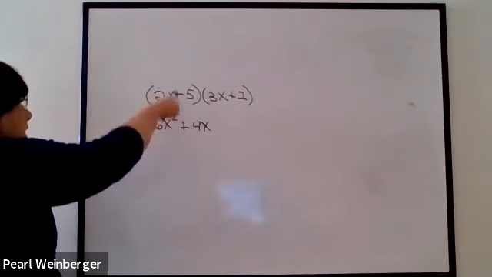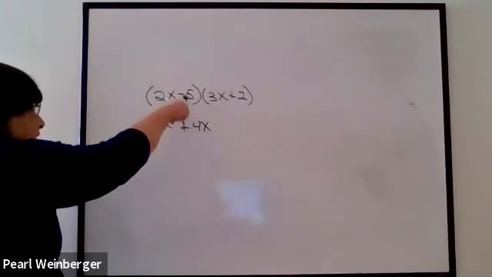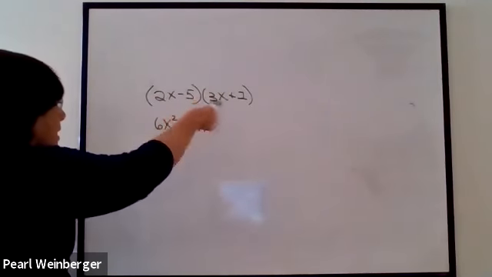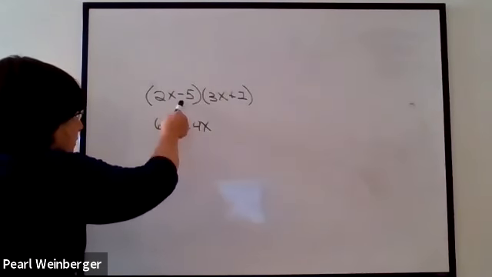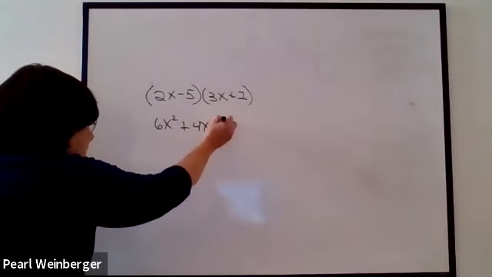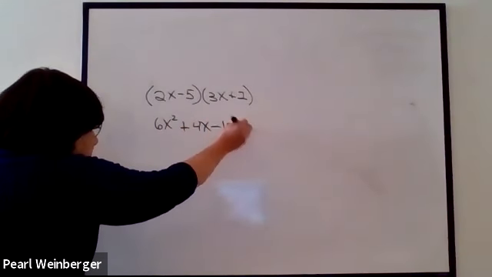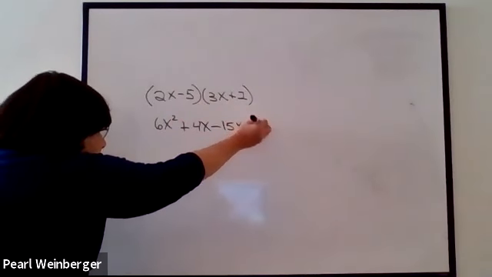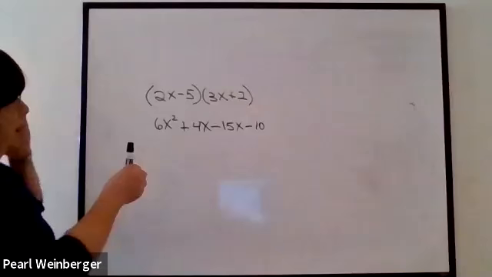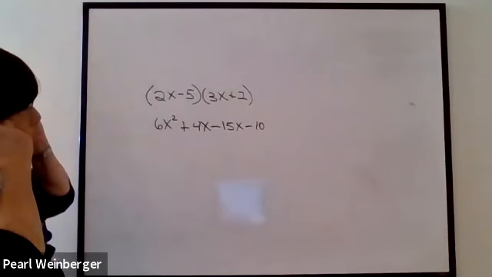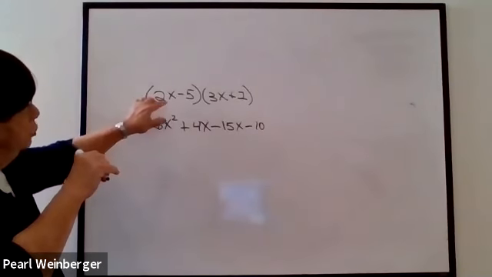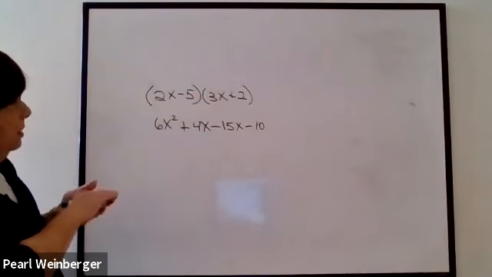After I've multiplied everything in the second parentheses by the 2x, I go back and take the second term, which is negative 5, and distribute the negative 5. Negative 5 times 3x is negative 15x. And negative 5 times 2 is negative 10. And obviously I get a total of 4 terms because I'm multiplying 2 in the first by 2 in the second.